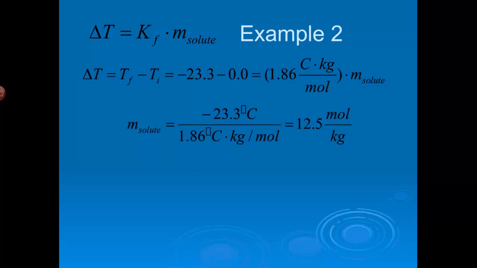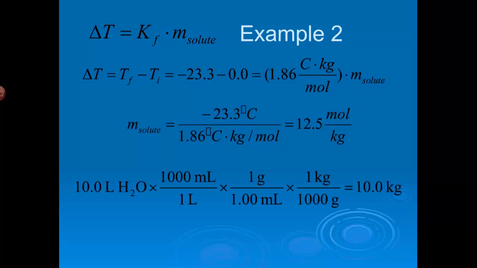Okay? So we rearrange. Molality of the solute is going to be negative 23.3 degrees Celsius over 1.86 degrees Celsius times kilograms over moles. Degrees Celsius will cancel. You'll have 1 over kilograms per moles. That'll flip. You get 12.5 moles per kilogram. That is the molality of the solute. Okay, that's the number of moles of solute per kilogram of solvent. We don't have a kilogram of solvent here.